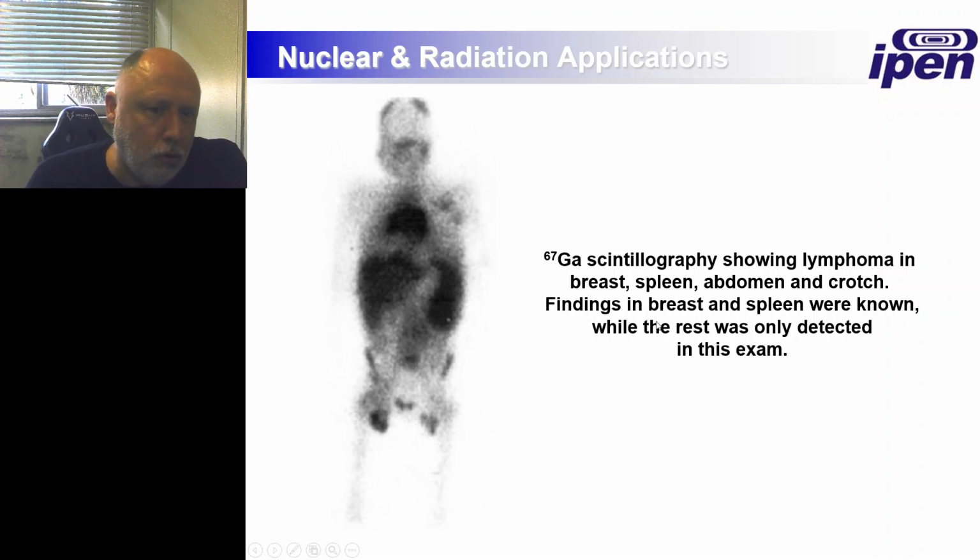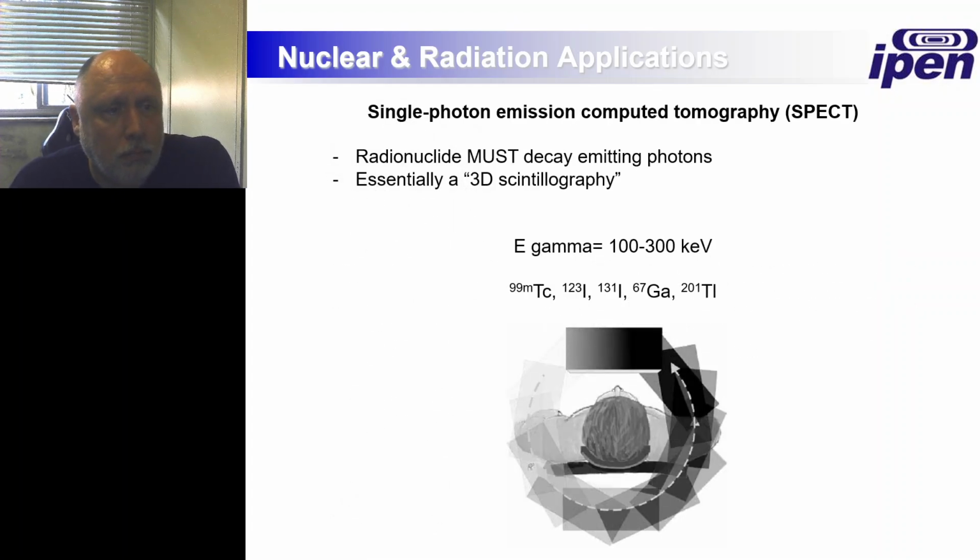But I admit this is probably a woman. So the cancer in the breast and in the spleen was already known. They just decided to check if there were some other foci in the rest of the body, and they could find some in the abdomen and in the groin. And these were not known before this exam, right?